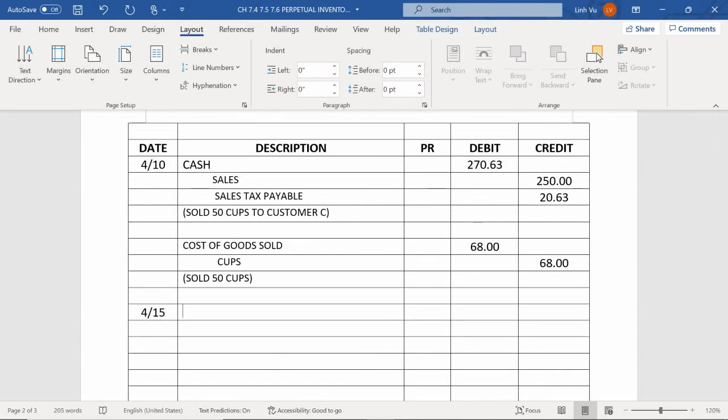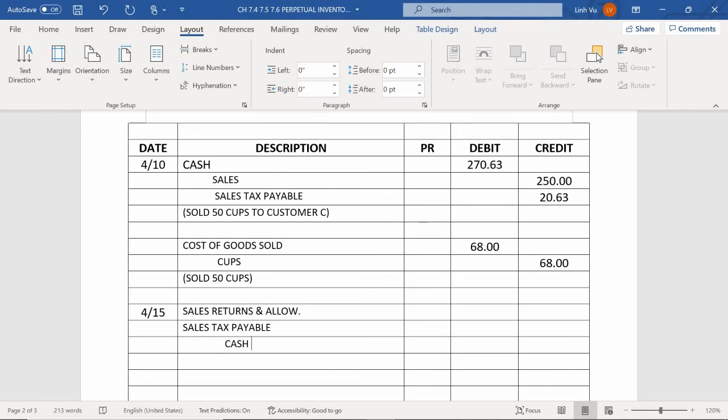Sales returns and allowances, sales tax payable, and cash. Good. Sales returns and allowances. I'm going to put allow for short. You have to give back a portion of the sales tax because you already charged and collected from them. So you have to give back the money. And then, of course, you have to give back cash.